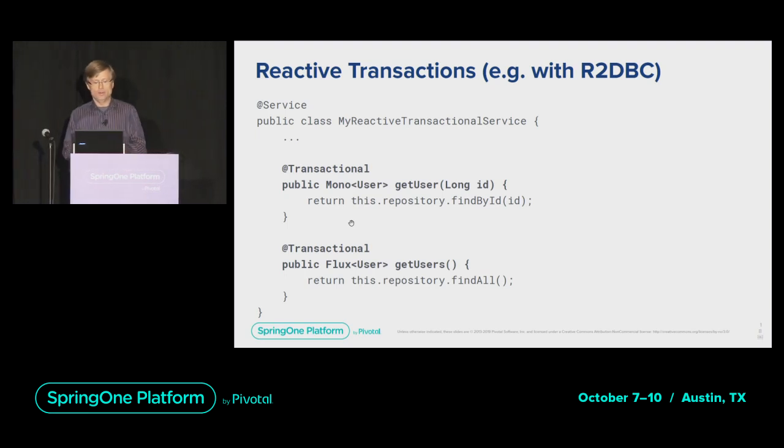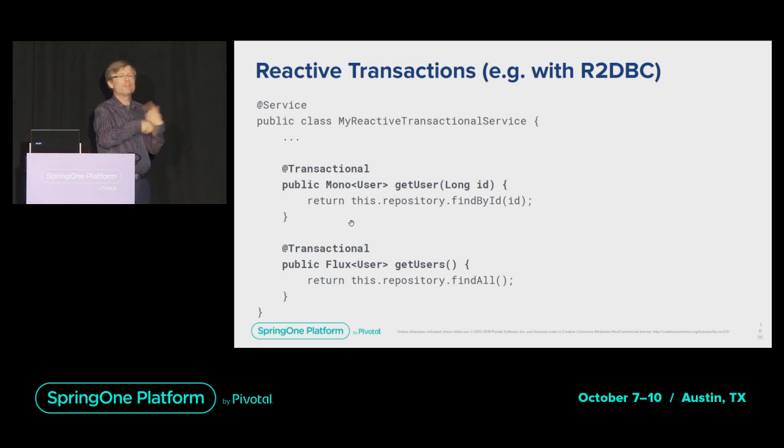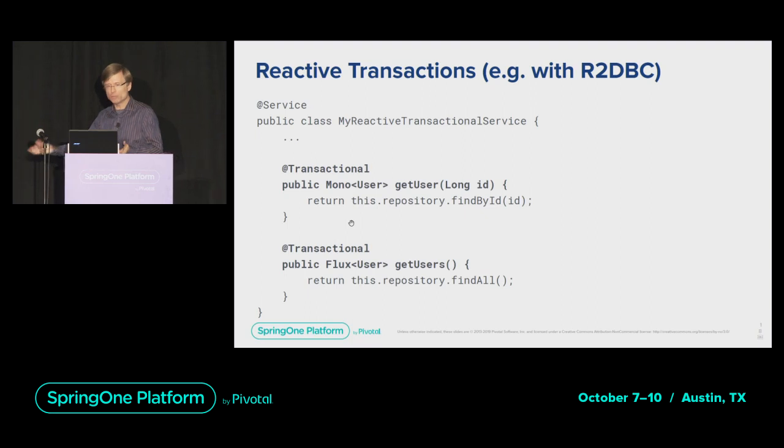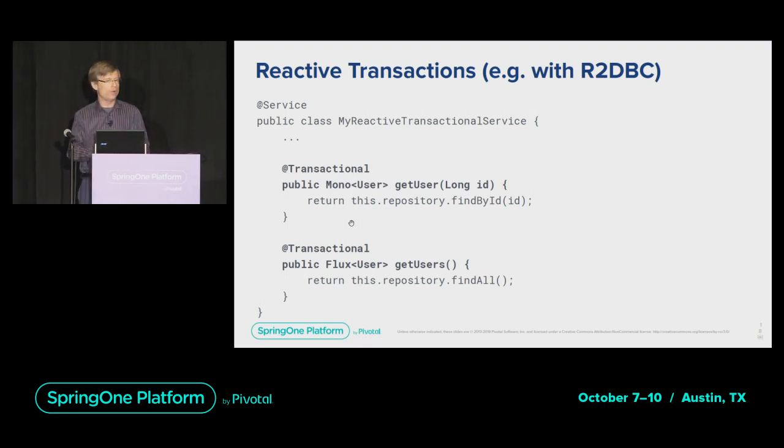All right, and R2DBC, of course, is our database interaction abstraction for reactive relational database interaction. It comes with several drivers of its own. So for Spring Data R2DBC, you may choose to use any R2DBC driver, like the one for Postgres. There are early access ones for quite a lot of databases out there already.